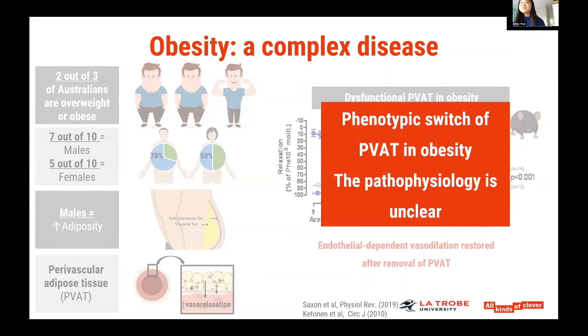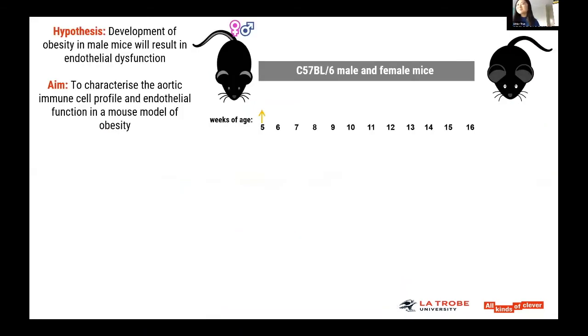So despite knowing that there is a phenotypic switch of the PVAT in obesity, the pathophysiology of this is still unclear, which leads me to my project, where we hypothesize that the development of obesity in male mice will result in endothelial dysfunction. We aim to characterize the aortic immune cell profile and endothelial function in a mouse model of obesity.